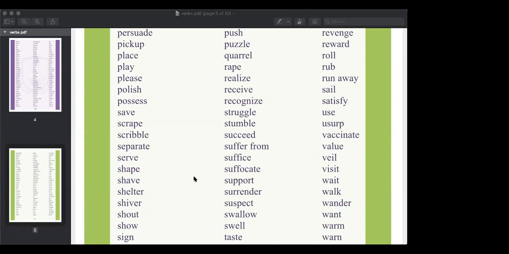She should have breakfast on time. Should she have breakfast on time? She shouldn't have breakfast on time. Very good. She should shout at him. Should she shout at him? She shouldn't shout at him.